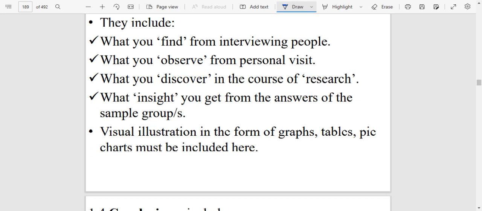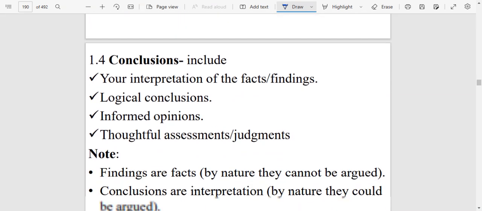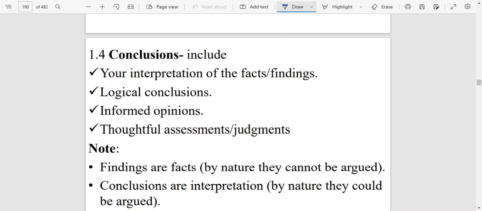All you are trying to present are your findings in the report. Visual illustrations in the form of graphs, tables, and pictures must also be included in your findings. For example, you are trying to find out the statistics on the number of people with maybe coronavirus. You can present in tables. You talk of the males, the females, maybe this age group, the young, the old. So you can present in tables like that. Those are going to be your findings.